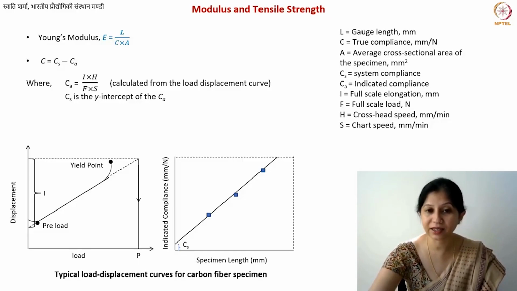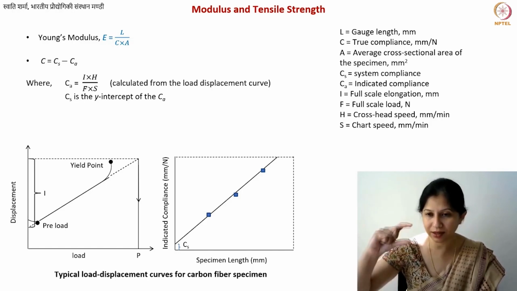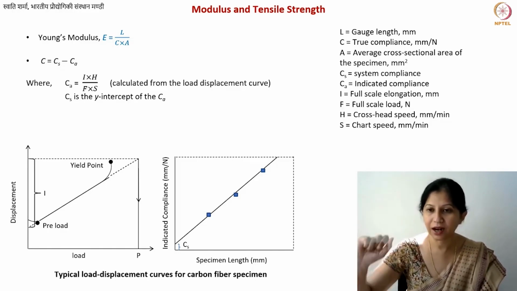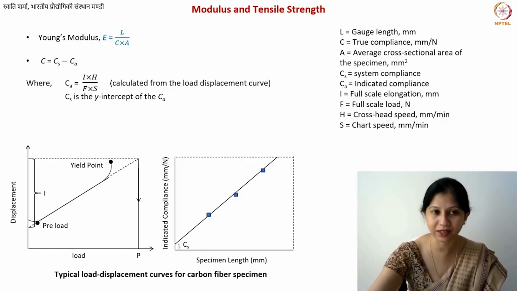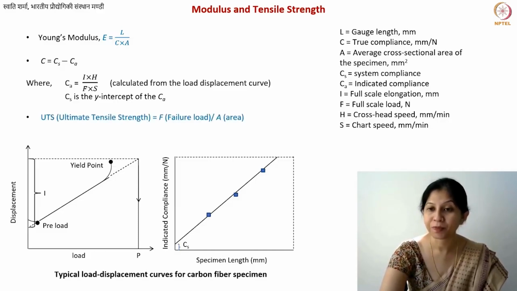In the second plot that you see, indicated compliance, there is a certain intercept after which you start getting your values. You need to factor that in, so you need to subtract, and this is how you will get the value of C, which is CS minus CA. Now you insert all the values in your Young's modulus expression, and that is how you will get the value.